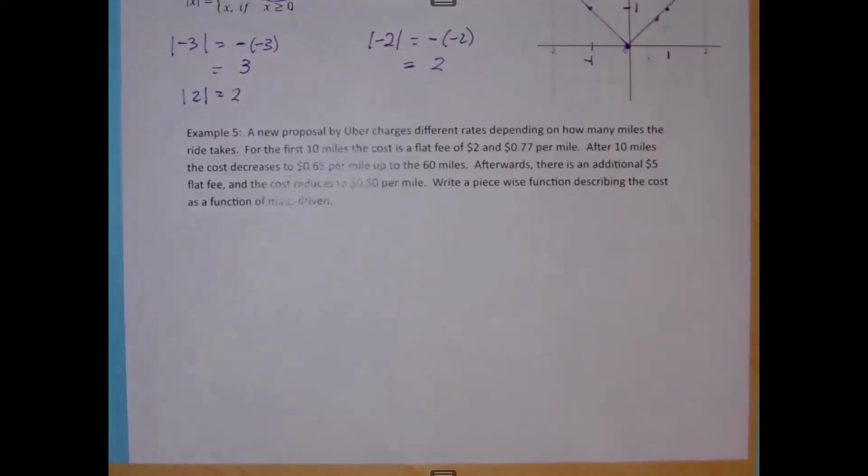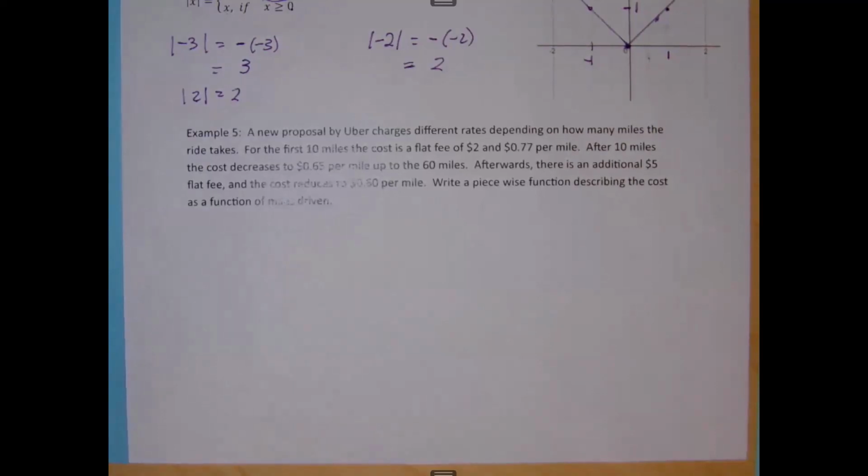Let's look at this situation so we get a good feel of how all this works. A new proposal by Uber charges different rates depending on how many miles the ride takes. For the first 10 miles, the cost is a flat fee of $2.77 per mile. After 10 miles, the cost decreases to 65 cents per mile, up to the 60 miles. Afterwards, there's an additional $5 flat fee, and the cost reduces to 60 cents per mile. Write a piecewise function describing the cost as a function of miles driven.